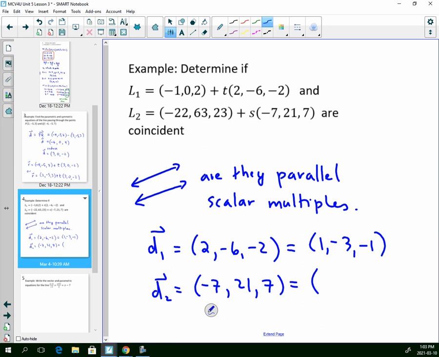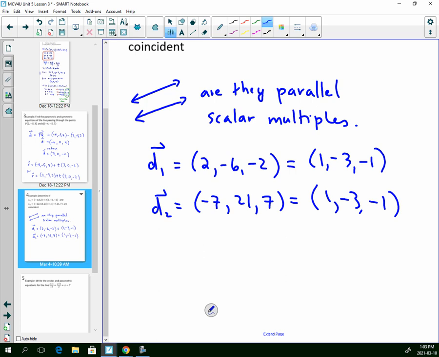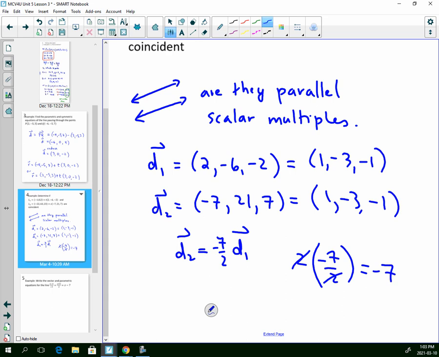So I'm going to divide the bottom by -7. That gives me 1, -3, and -1. So yes, they are parallel because they reduce to the same components. If I were doing an actual scalar multiple, I would say D2 is D1 times, I guess, -7/2. So for example, if I multiplied the first component 2 by -7/2, I would get the second component in the second direction line.